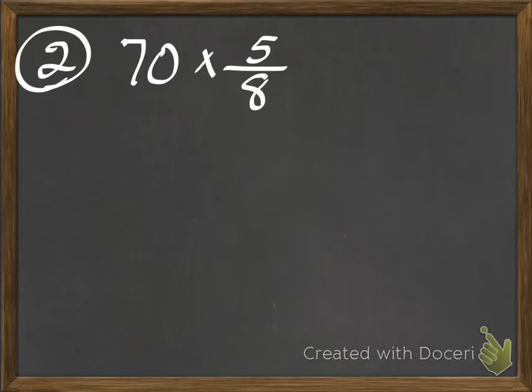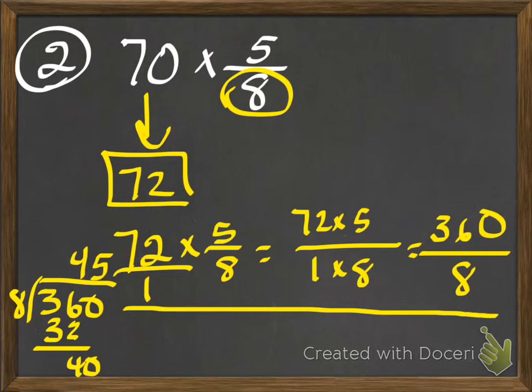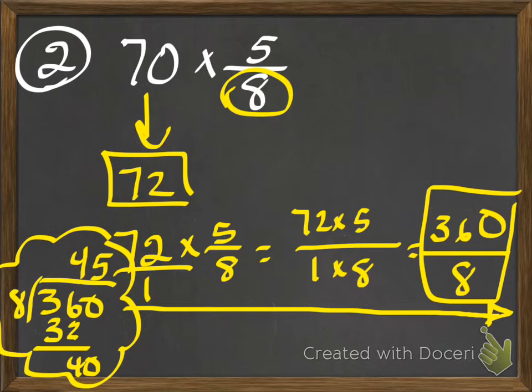Number 2, 70 times 5/8. Okay, so I looked at my denominator 8, and I said, well, 70 can't be divided by 8, but 72 can. So I changed my whole number to 72. Then I did my multiplication after I've changed 72, and I got 360 over 8. So I did some division over here real quick, and I can see that 360 divided by 8 is 45. So your answer should be close to 45.